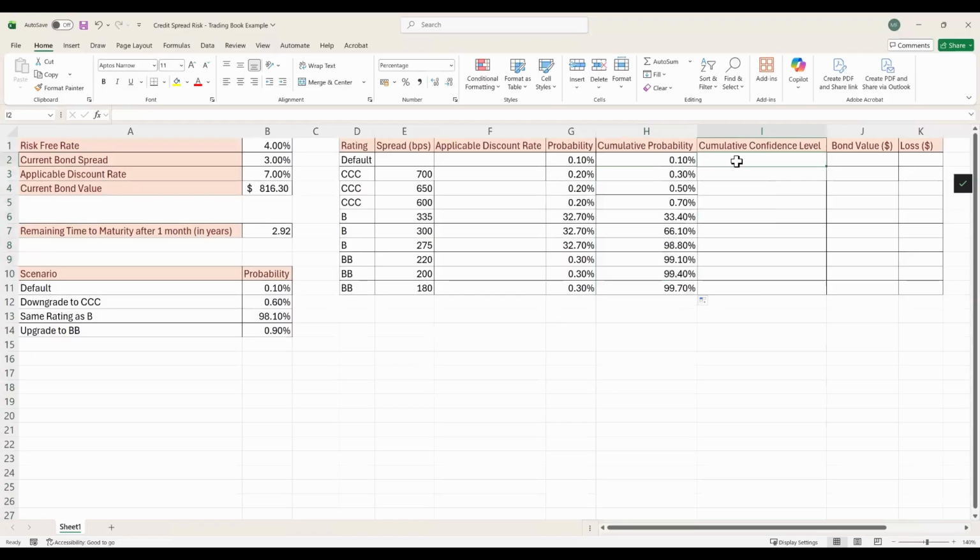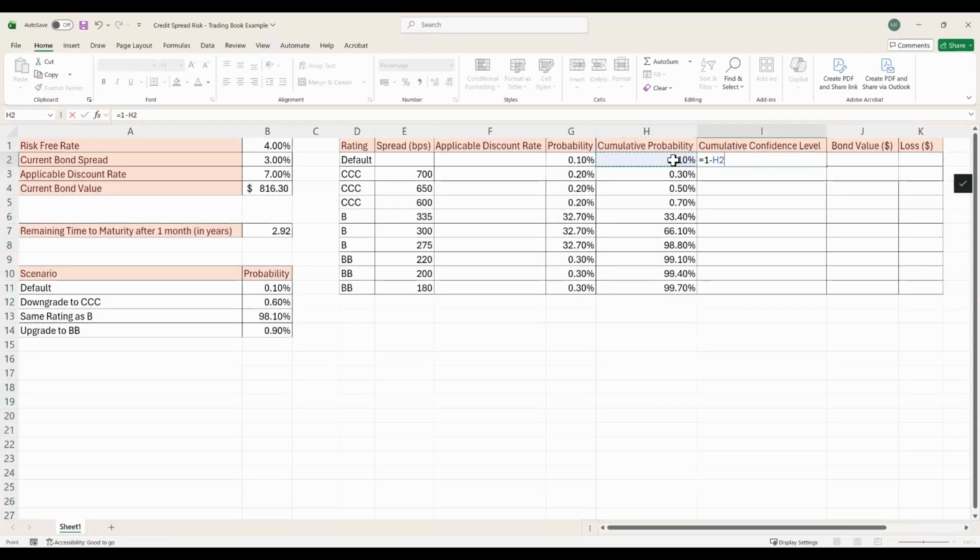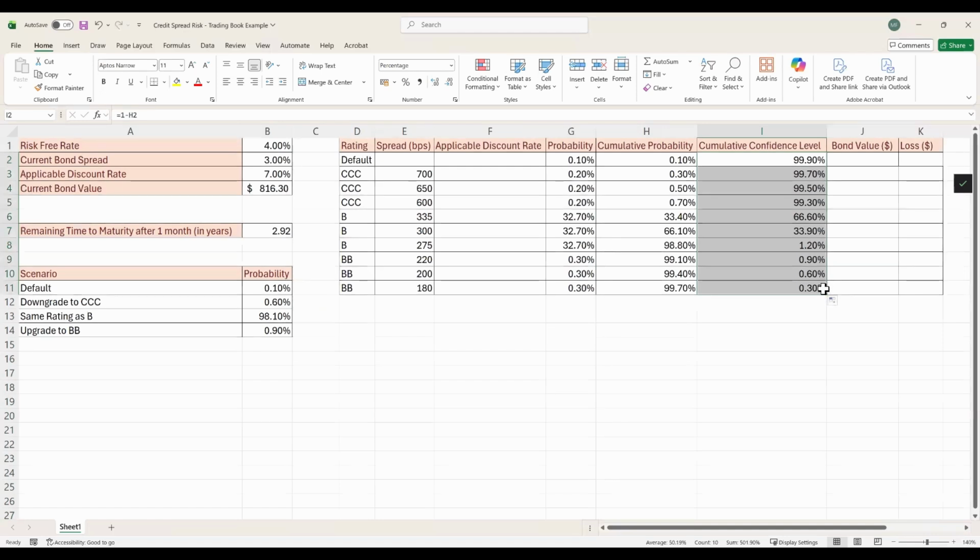Now, cumulative confidence level will be equal to 1 minus the cumulative probability. Okay, so basically, since this is the worst scenario, if you translate it into a confidence level, it will become 99.9%, which means 99.9% of the time, the loss will be less than or equal to this much amount. We'll see that analysis, don't worry. So we get all the cumulative confidence levels like this.